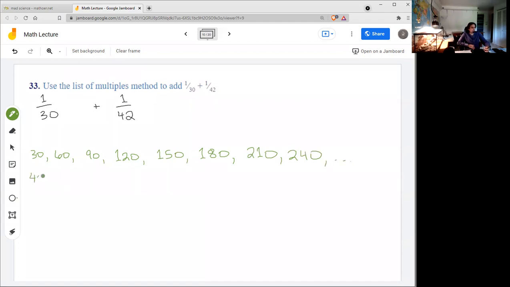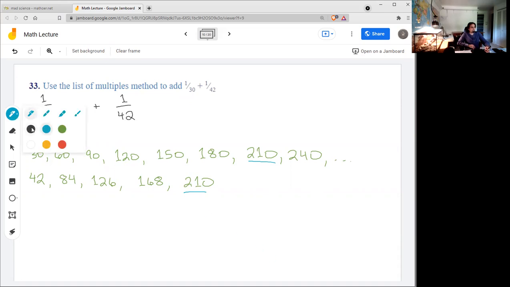For 42, a little bit trickier to do the math in my head. 42 and 42 would be 84. Another 40 would be 120, so 126. Another 42 would be 168. Another 42, well, 40 would get me up to 200, so 210. Aha! Look at this. 210 is in both lists. It's the first multiple that was common to both. It's the least common multiple.